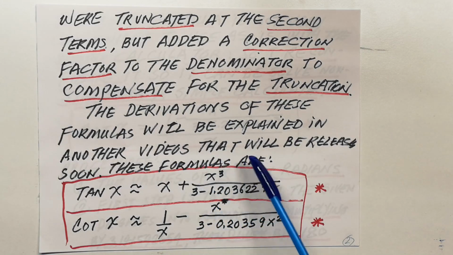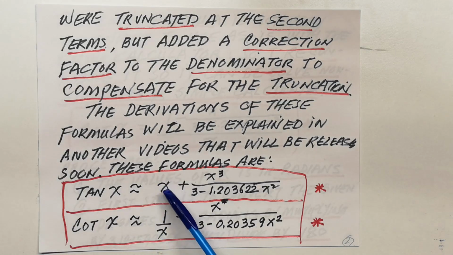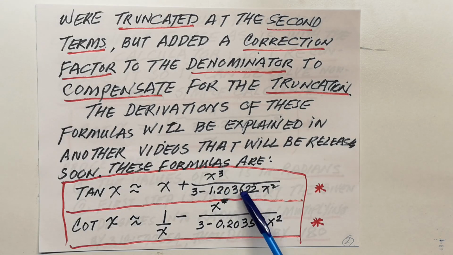These formulas are: tangent x approximately equal to x plus x cubed over 3 minus 1.203622x squared. This one is the correction factor. Cotangent x approximately equal to 1 over x minus x over 3 minus 0.20359x squared.